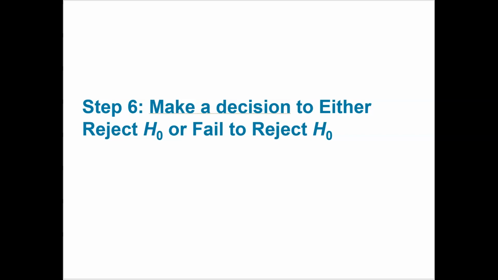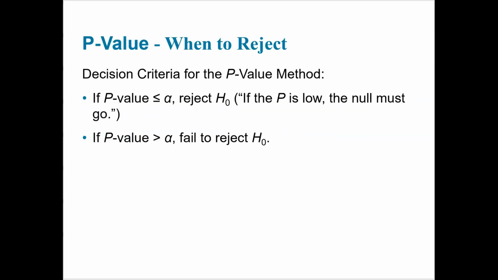So we're continuing on in section 8.1 part 2, and now we're going to make a decision to either reject the null hypothesis or fail to reject the null hypothesis. Depending on the method that we chose will determine how we figure that out. If we are using the p-value method, we'll reject it if it's less than or equal to the significance level. A good way to remember this is: if the p is low, the null must go. And then we fail to reject if it's greater than.